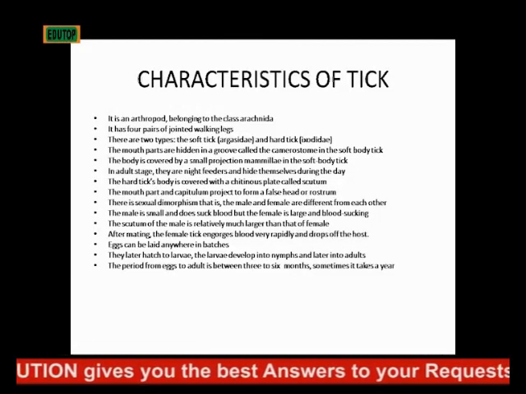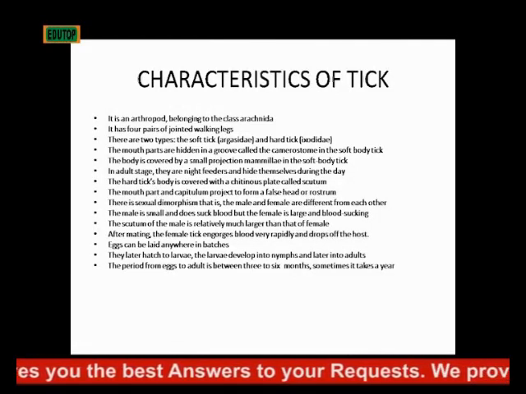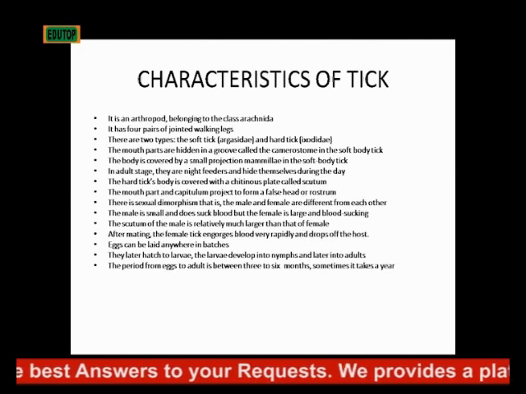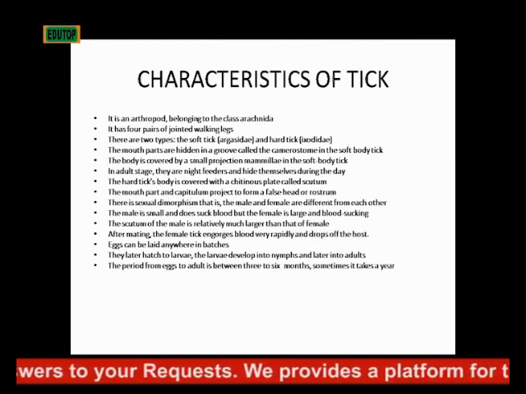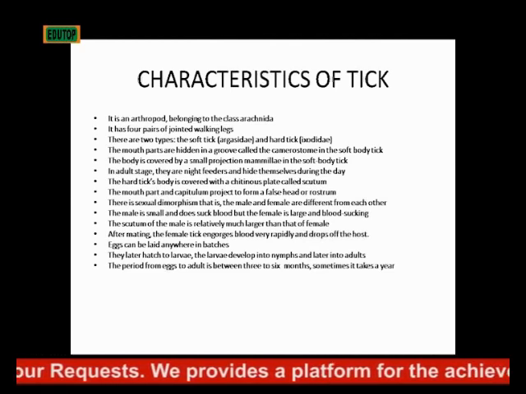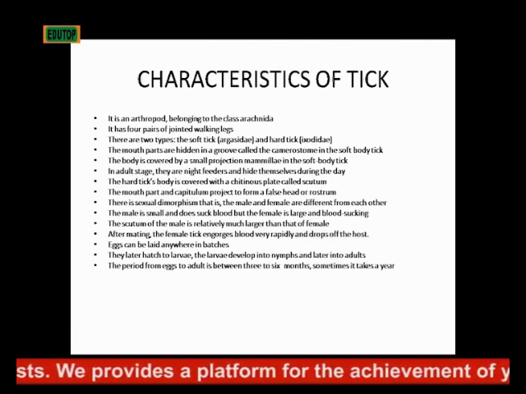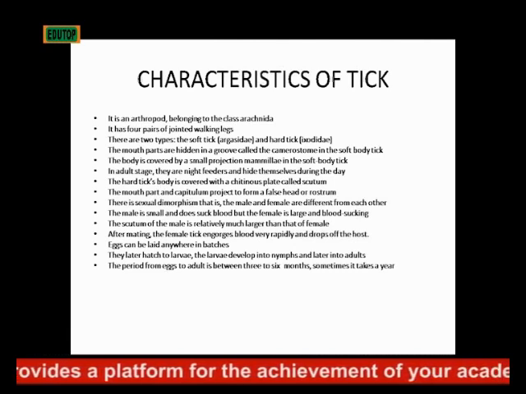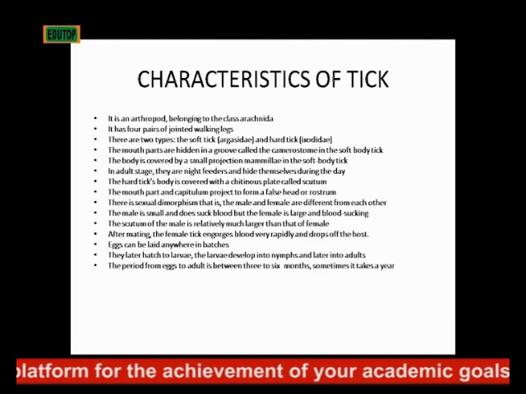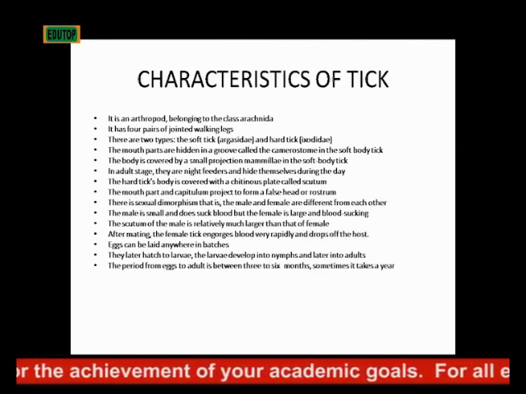Female tick engorges blood very rapidly and drops off the host. So it picks up blood from the host, that's the female, after mating, and drops off the host rapidly. Then the eggs can be laid anywhere in batches. So she uses that blood for reproduction.